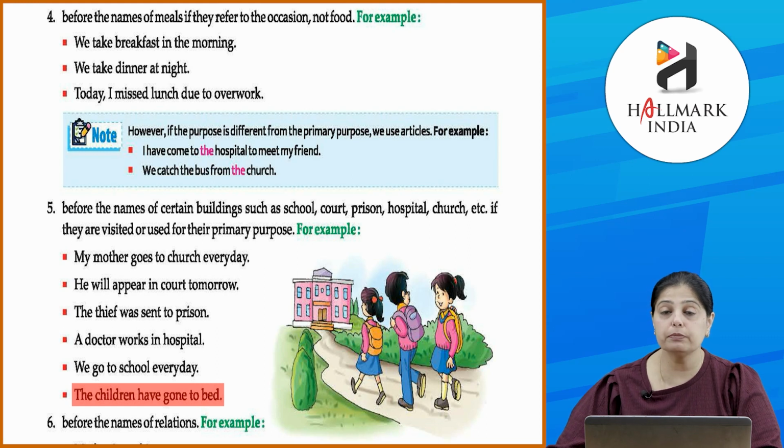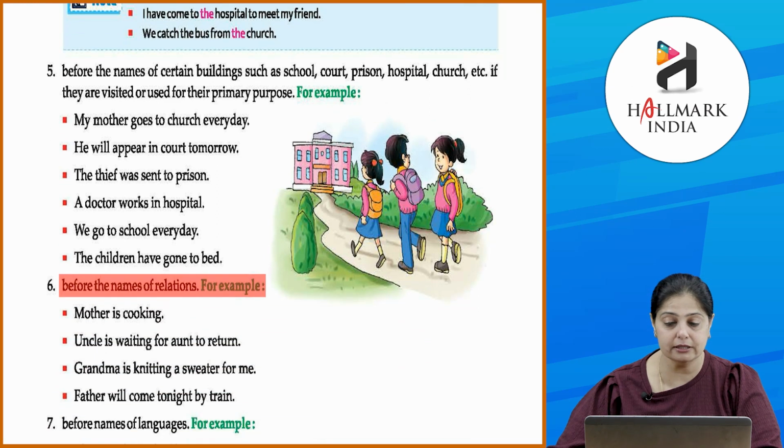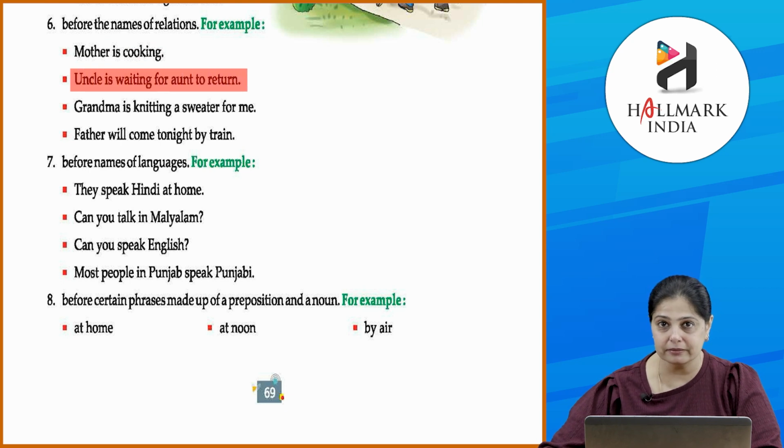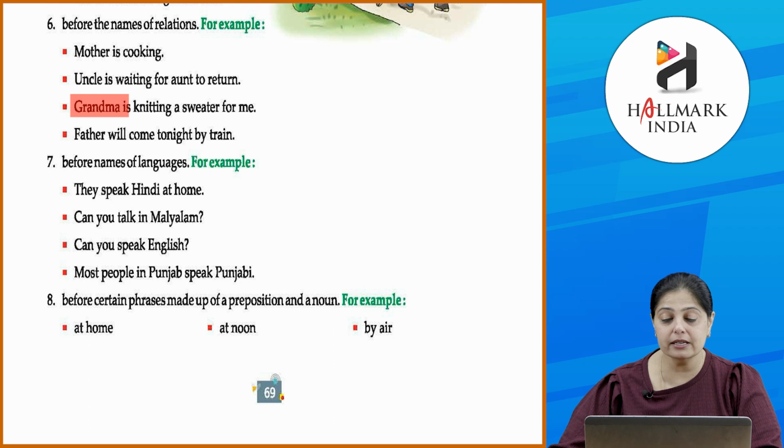Okay, next is before the names of a relation. Okay, before the name of relations, we do not use any articles. Okay, mother is cooking. A mother is cooking? No, it's wrong. Okay, the mother is cooking? No, it's wrong. That's why we say mother is cooking. Okay, uncle is waiting for aunt to return. Okay, grandma is knitting a sweater for me. Okay, father will come tonight by train.